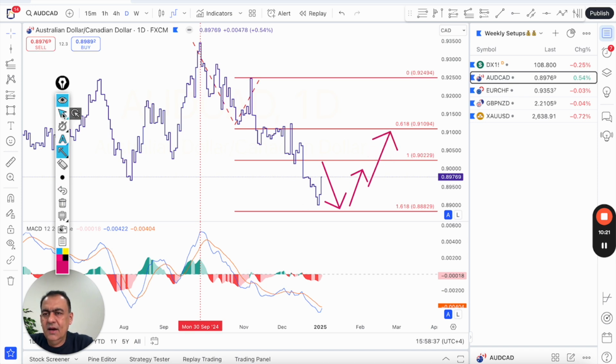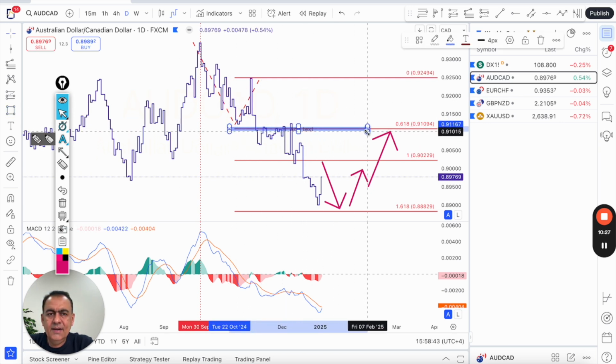So there is a very high probability that AUDCAD can remain short-term bullish until 0.618 or the price level of 0.9109.